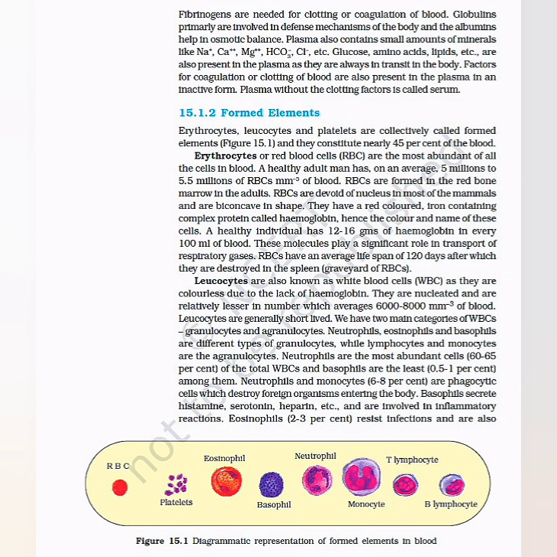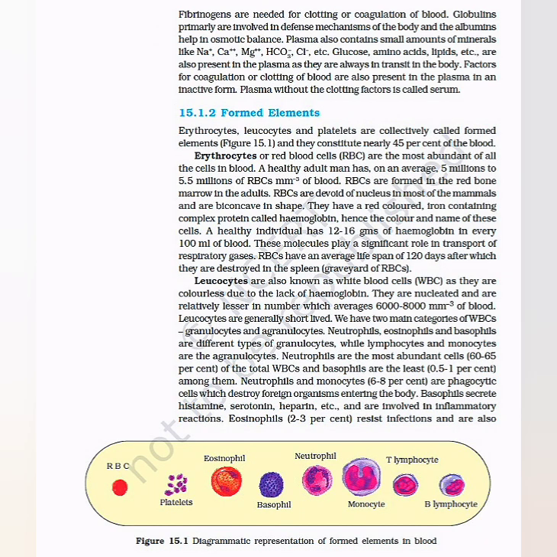Plasma also contains small amounts of minerals like sodium, calcium, magnesium, bicarbonate, and chlorine, etc. Glucose, amino acids, lipids, etc. are also present in the plasma as they are always in transit in the body. Factors for coagulation or clotting of blood are also present in the plasma in an inactive form. Plasma without the clotting factors is called serum. Formed elements. Erythrocytes, leukocytes, and platelets are collectively called formed elements, and they constitute nearly 45% of the blood.